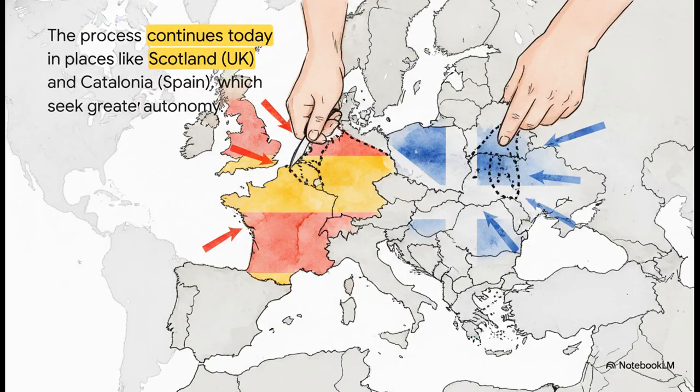And this process of redrawing borders from within, it's not just ancient history. It's happening right now. You see movements in Scotland pushing to become independent from the United Kingdom, or in Catalonia trying to gain autonomy from Spain. These are modern examples of devolution in action. The map is still very much in motion.